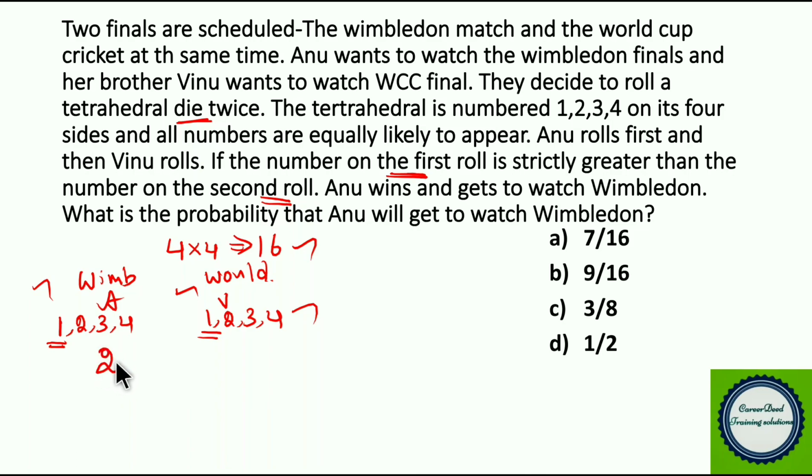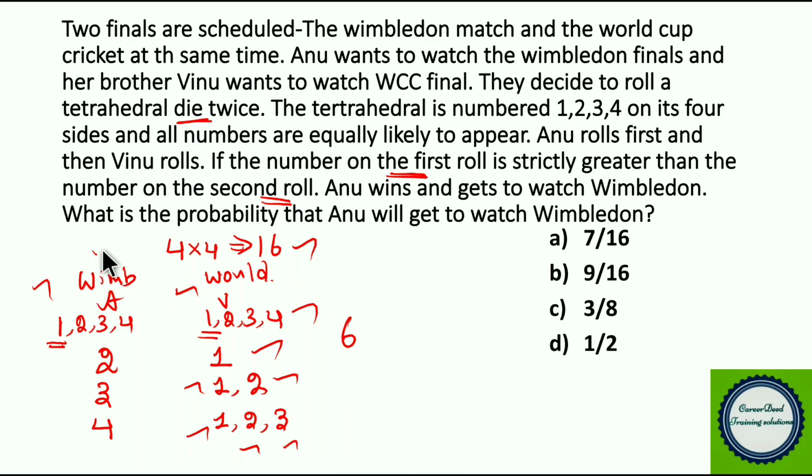So if you get 2 here, below 2 you will get 1 here, and if you get 3, below 3 there are 2 chances: 3 comma 1 or 3 comma 2. If you get a 4 here, below 4 you get 1, 2, 3, so 3 chances. So out of 16, what is the total number of events that we have? 1, 2, 3, 4, 5 and 6. So we have 6 options where the number on the first tetrahedral die is greater than the number on the second, and the total sample space is 16. So 6 upon 16, and on cancelling, you will get 3 by 8.